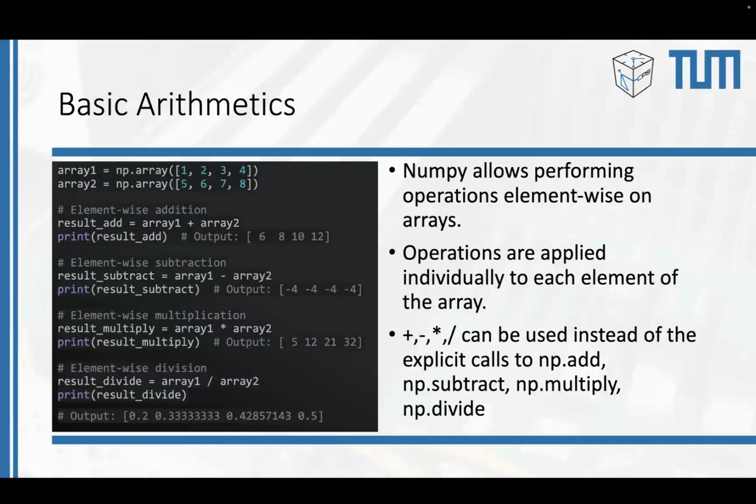Basic arithmetic. Numpy allows you to do basic math. Usually you would call this function np.add, for example, a and b, right? And this will return an array that is the sum of a and b element-wise. What I mean by element-wise is that if you have an array like this, 1, 2, 3, 4, 5, 6, 7, 8, then the sum of the two arrays would be 6, 8, 10, 12. This would be the sum.